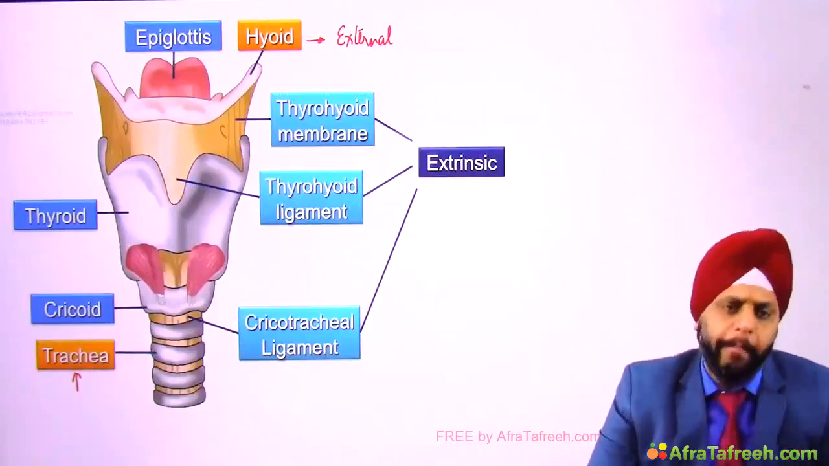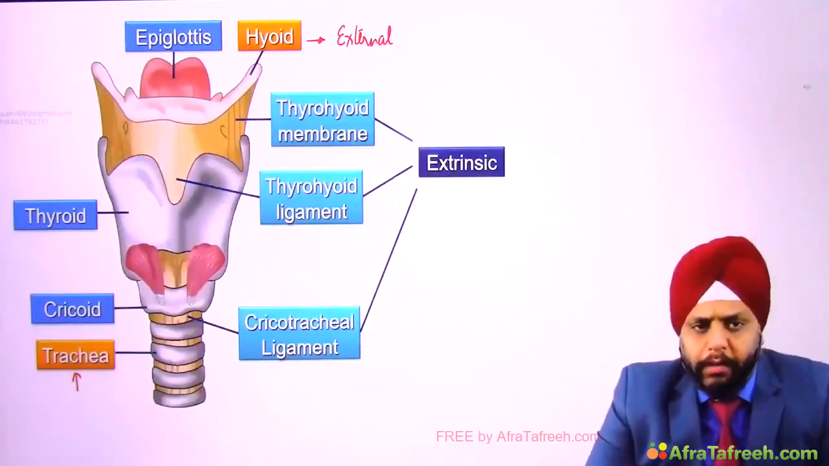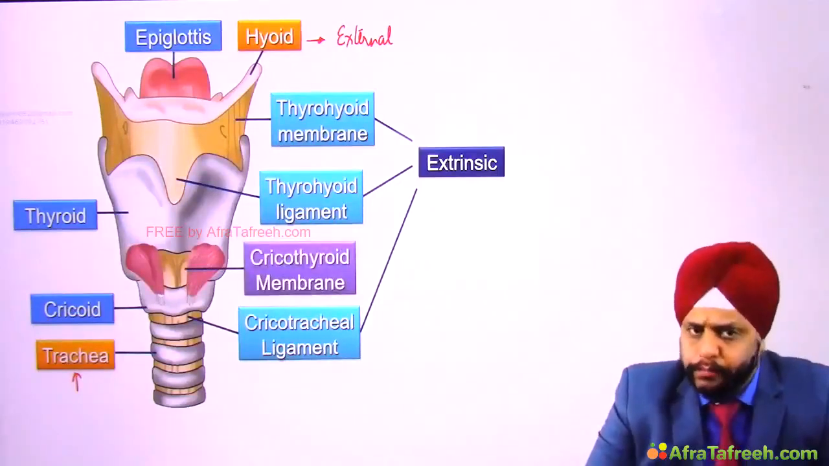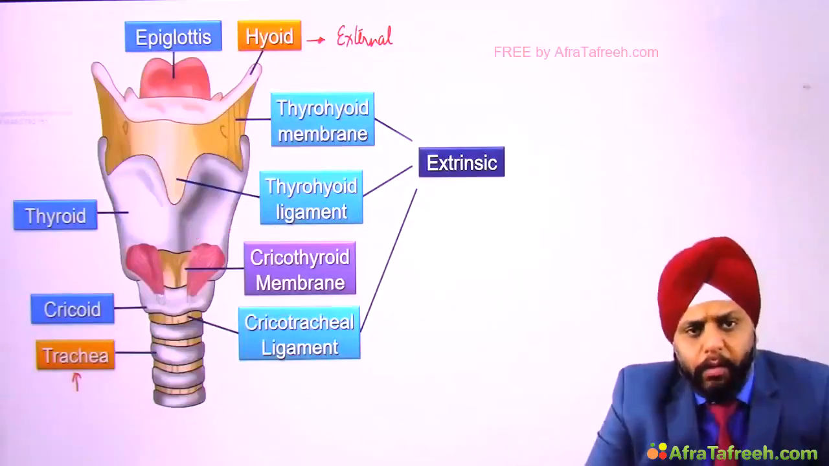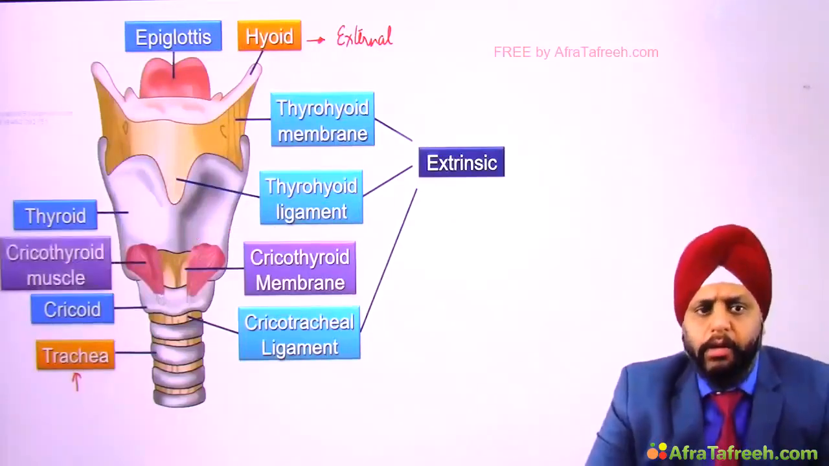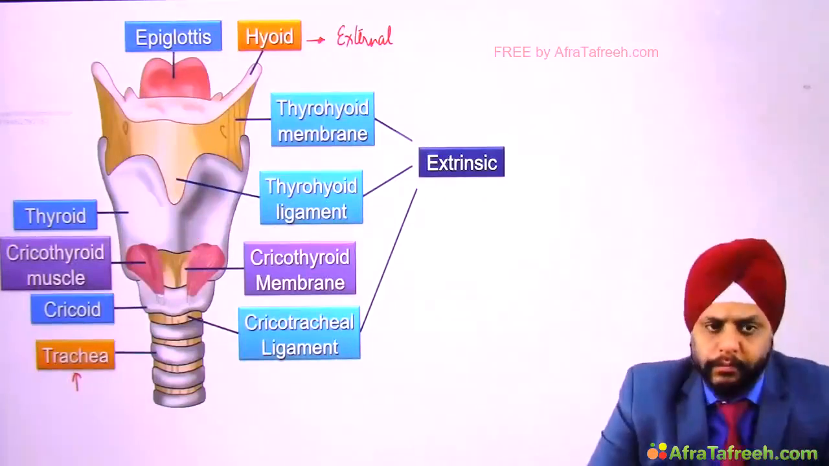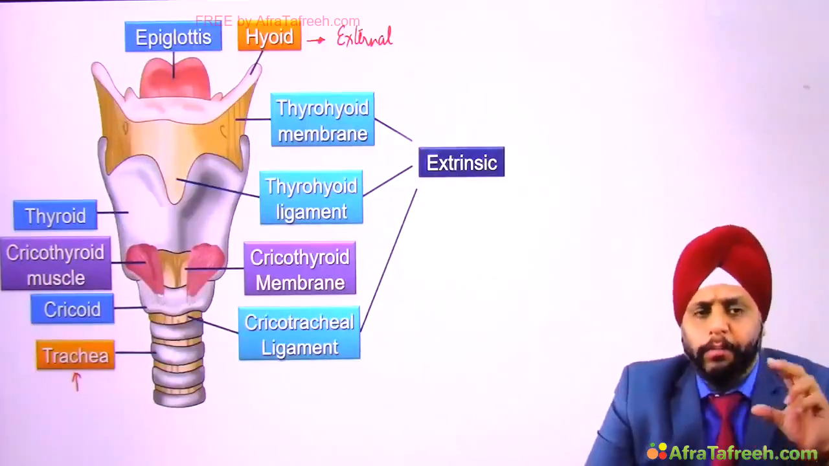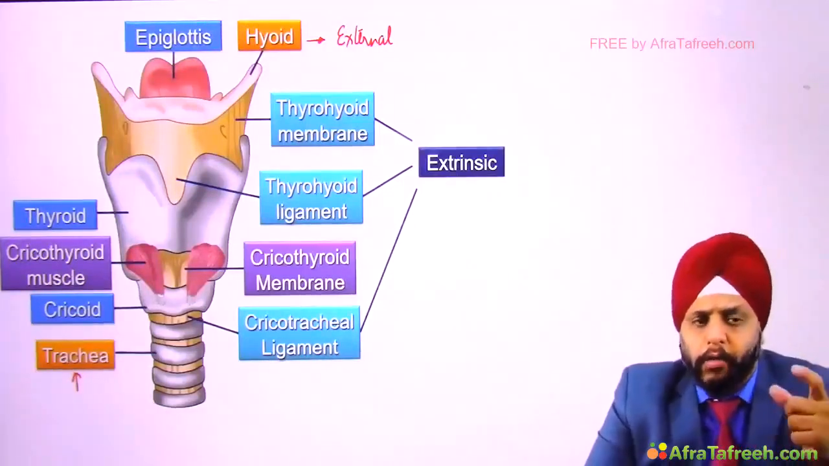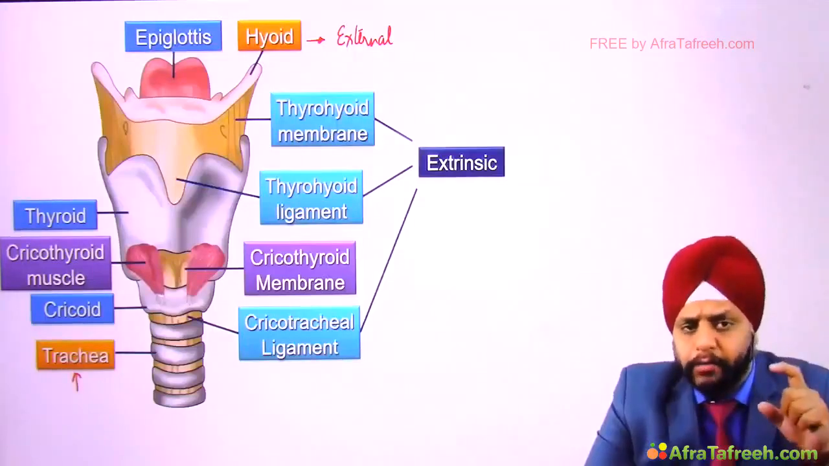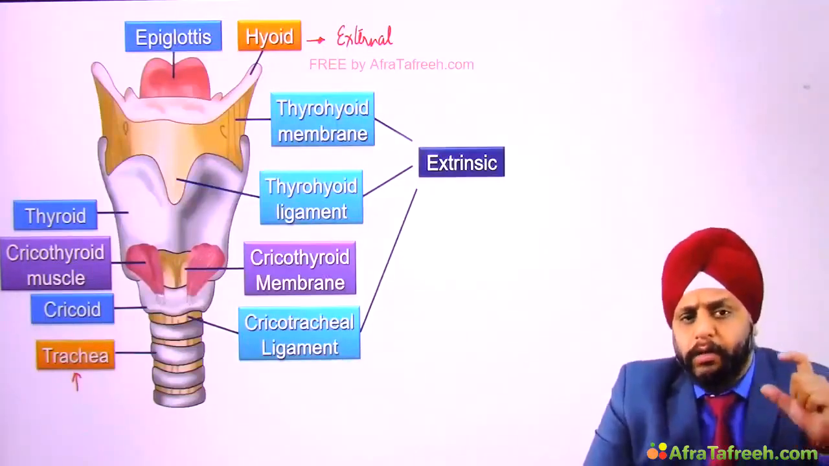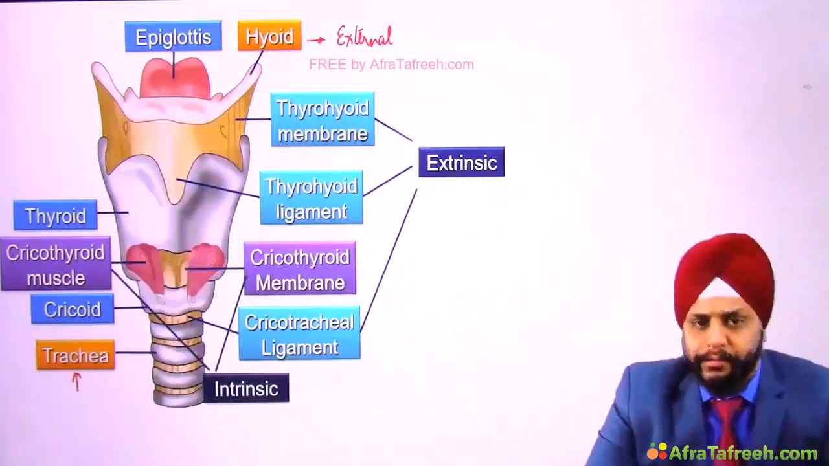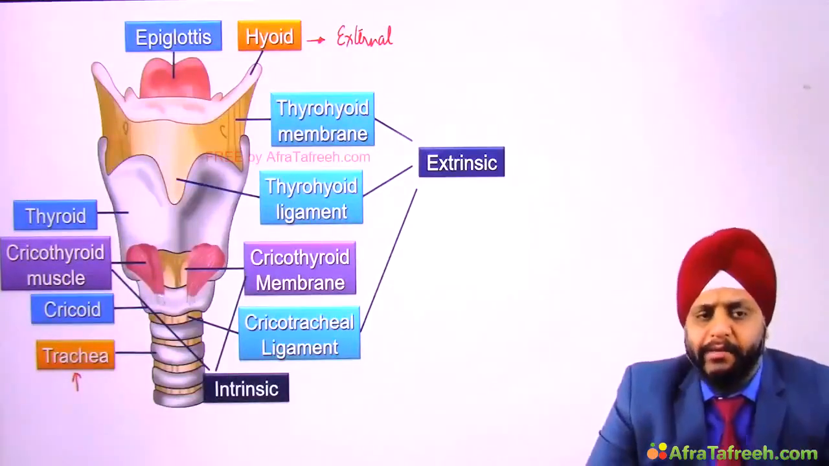Clear? Okay, now let's see over here between cricoid and thyroid. What do we see? We can see cricothyroid membrane, right? Okay, what else can we see? We can also see a muscle, that is your cricothyroid muscle. Remember cricothyroid muscle, cricothyroid membrane, both of these structures are between cricoid and thyroid. So between two cartilages of larynx. So structures which are between the two cartilages of larynx, they are known as intrinsic structures. Okay, they are known as intrinsic structures.